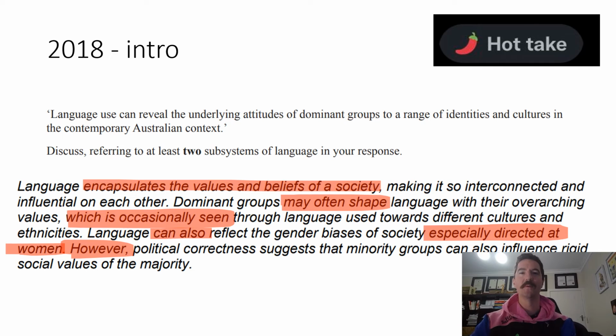2018, again, feel free to pause it, look at the kind of language that they're using to frame their hot takes. It's modal, but it's also strong.